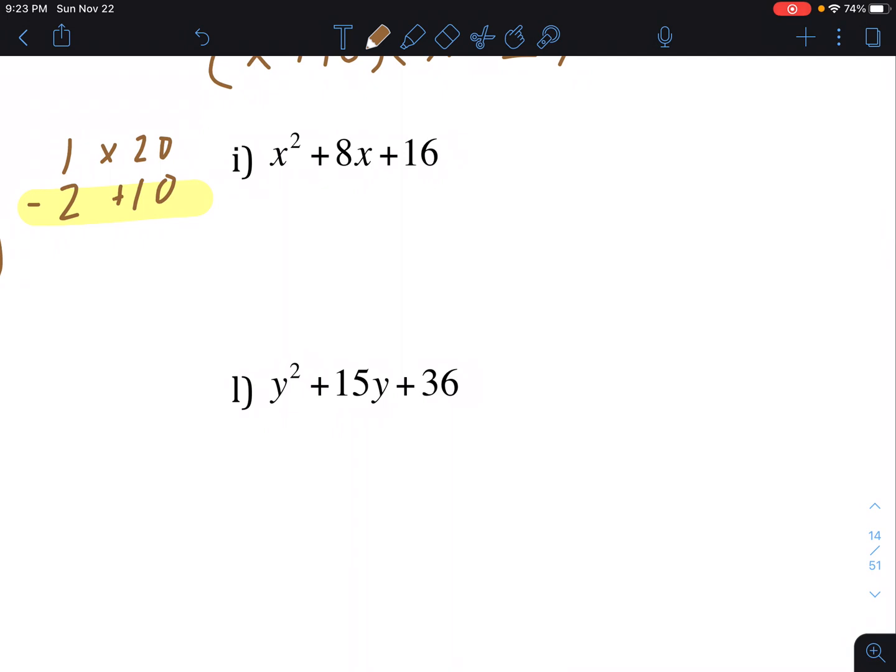Back to I. What do your signs have to be? Plus, plus. Everything's plus here. This is an easy one. What two numbers multiply to get 16 and add up to get 8? 4 and 4.